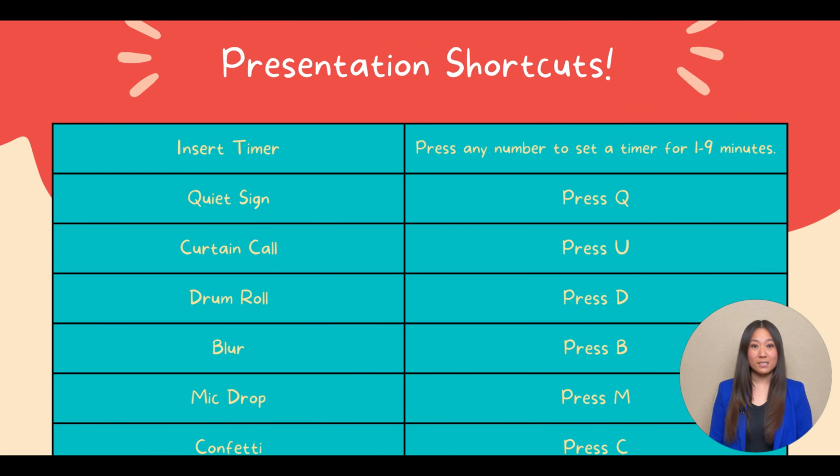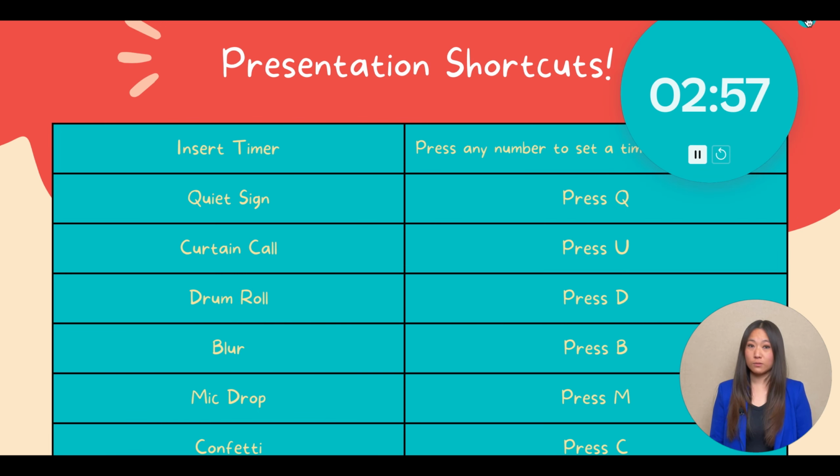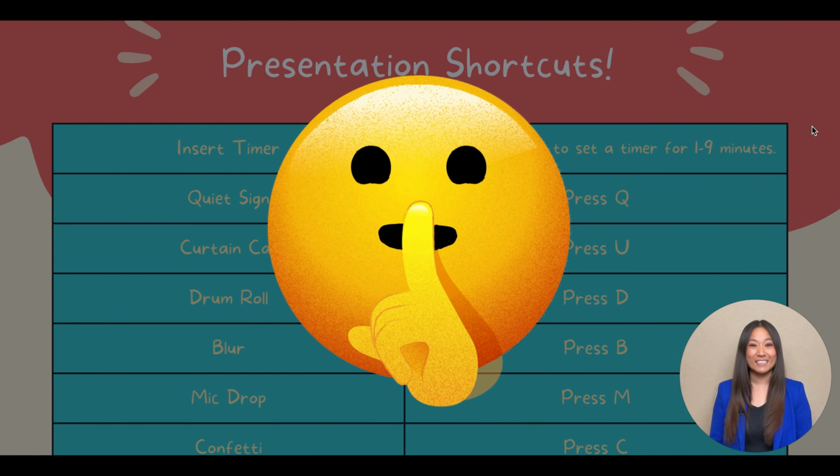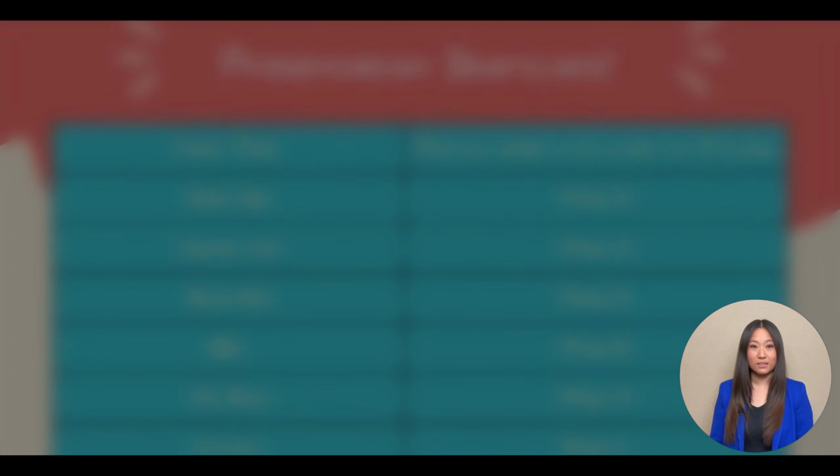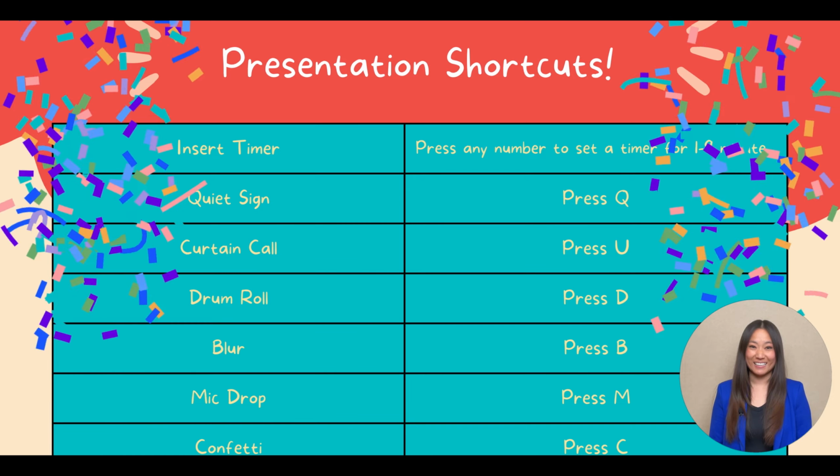Need some quick shortcuts to enhance a presentation? Not only does Canva have tons of pre-made slide templates, you can also utilize a few interactive shortcuts with a single key. In presentation mode, you can use the following shortcuts: the timer feature, quiet, drum roll, blur, and confetti.